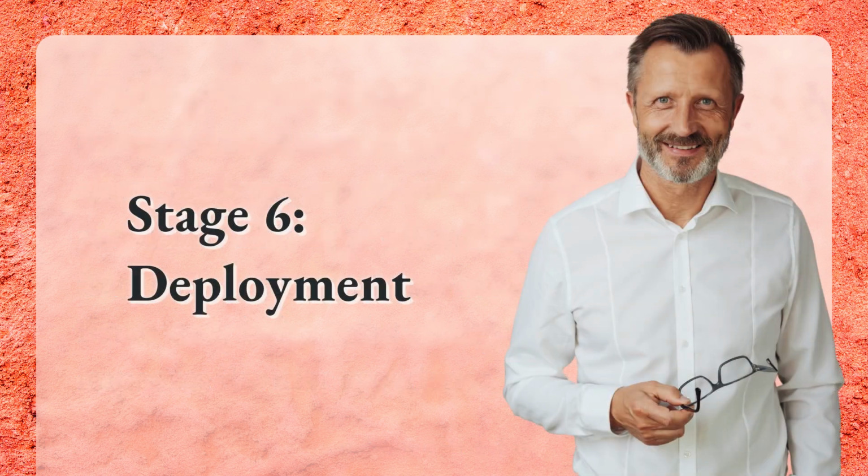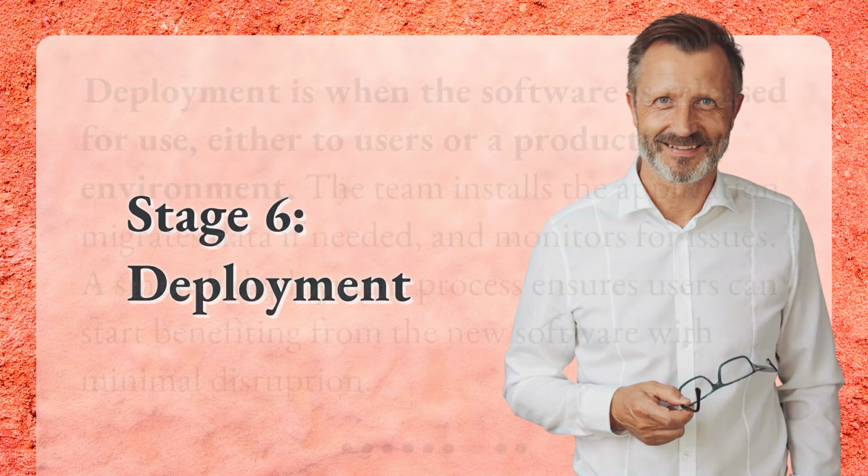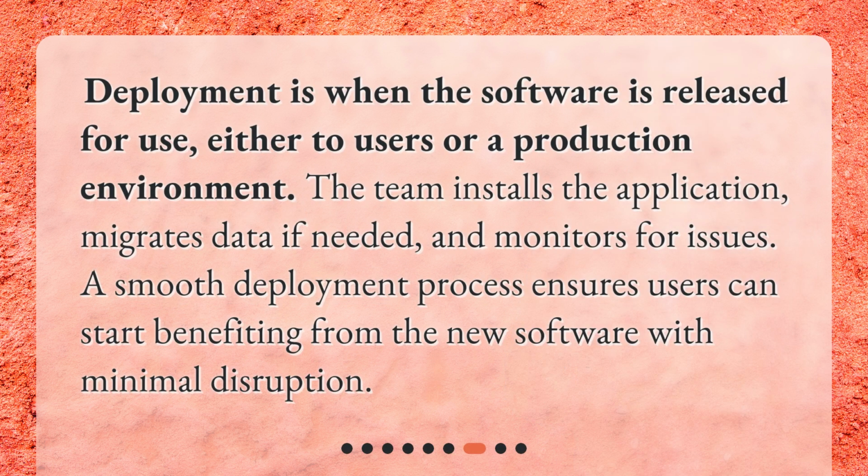Stage 6. Deployment. Deployment is when the software is released for use, either to users or a production environment. The team installs the application, migrates data if needed, and monitors for issues. A smooth deployment process ensures users can start benefiting from the new software with minimal disruption.